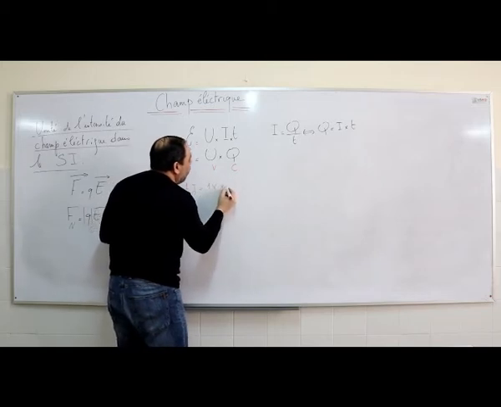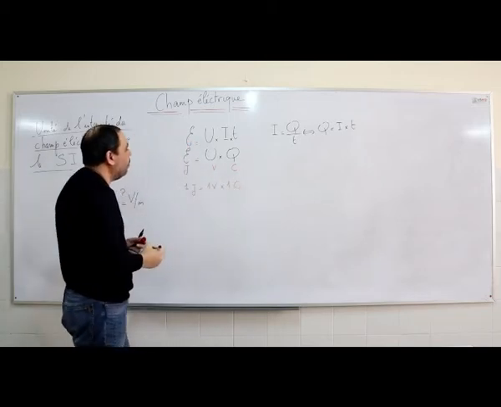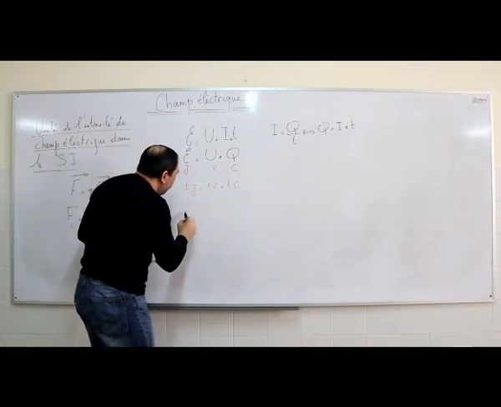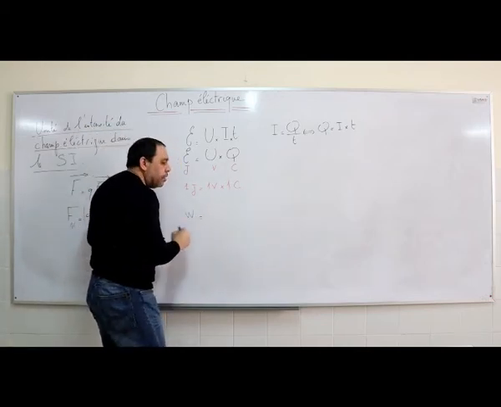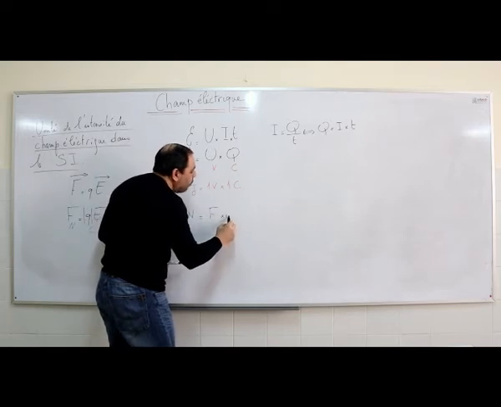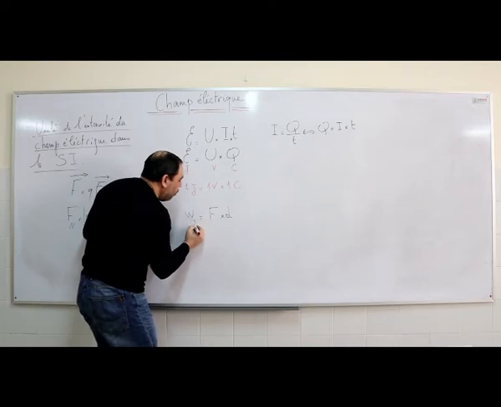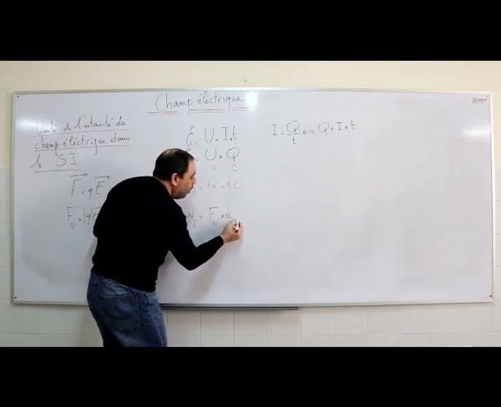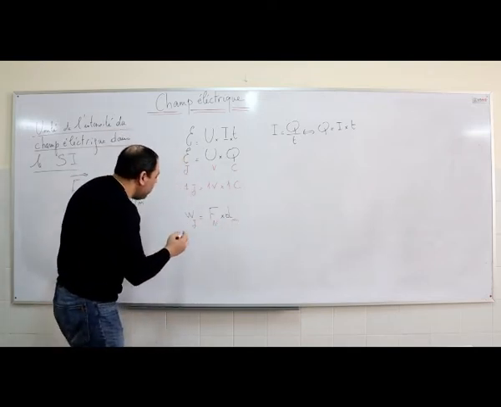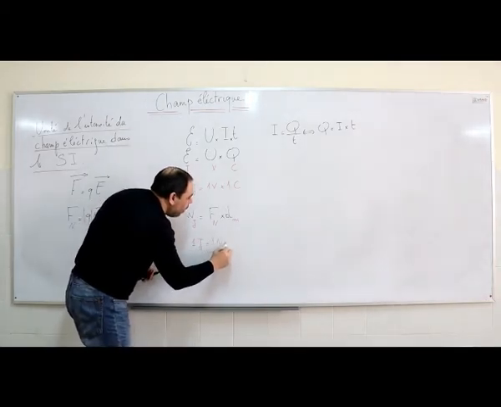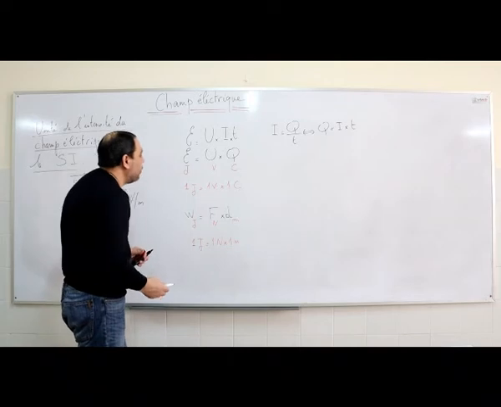Then 1 joule is equal to 1 volt multiplied by 1 coulomb. The work of a force is given by the force multiplied by the displacement. Thus, the joule is equivalent to the newton multiplied by meter. So 1 joule is equivalent to 1 newton multiplied by 1 meter.